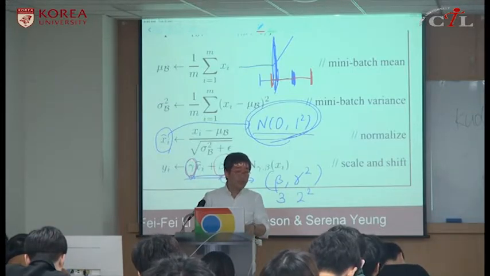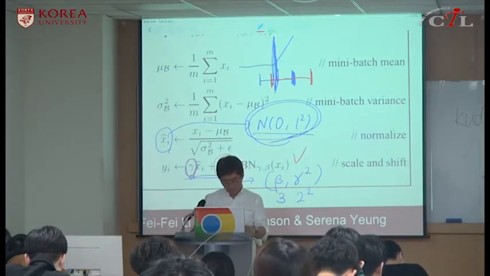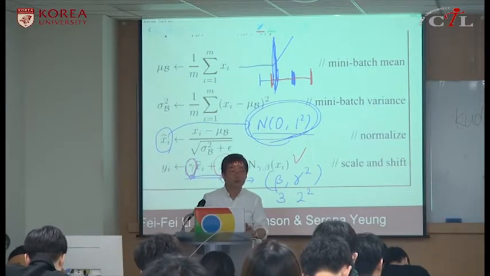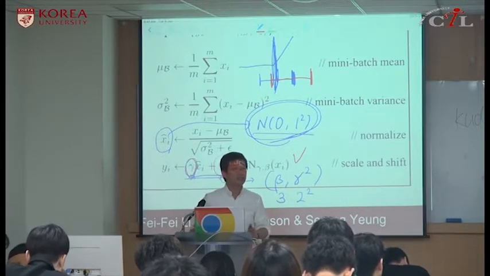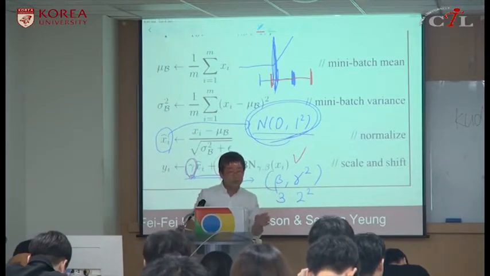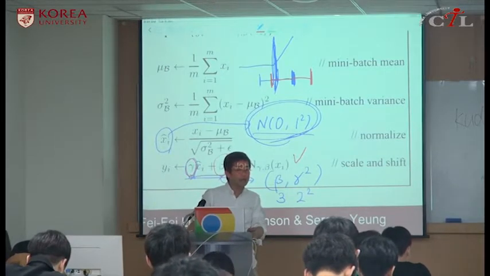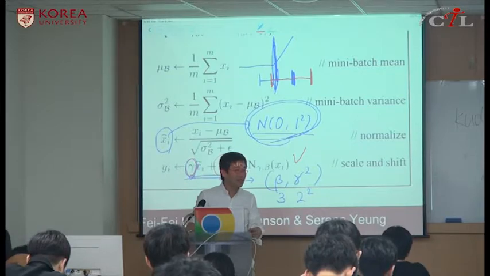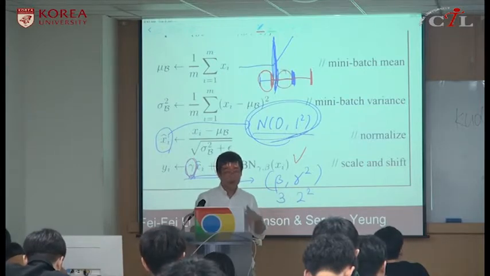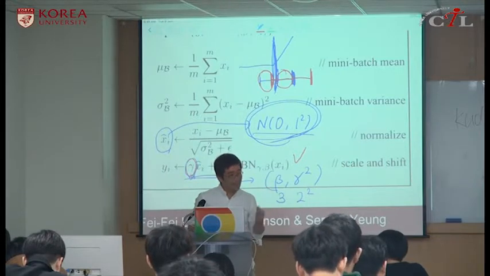So why is it beneficial? What's the advantage of adding this second step? Can anyone answer? Even if our ReLU or nonlinear units have their own role, in an ideal situation, half of them will become 0, half of them will just pass through as the same value. Okay, so that will be the ideal case.